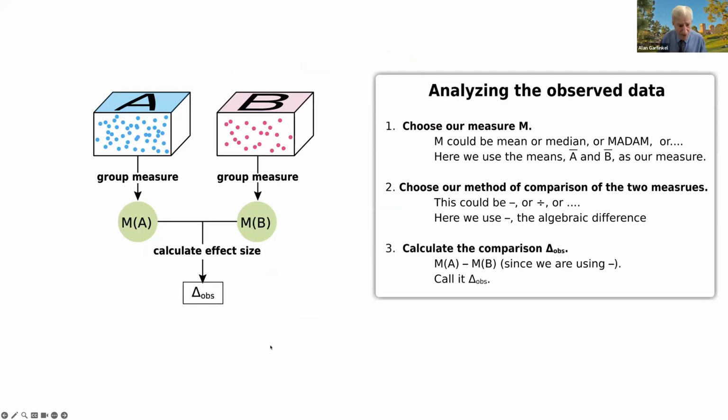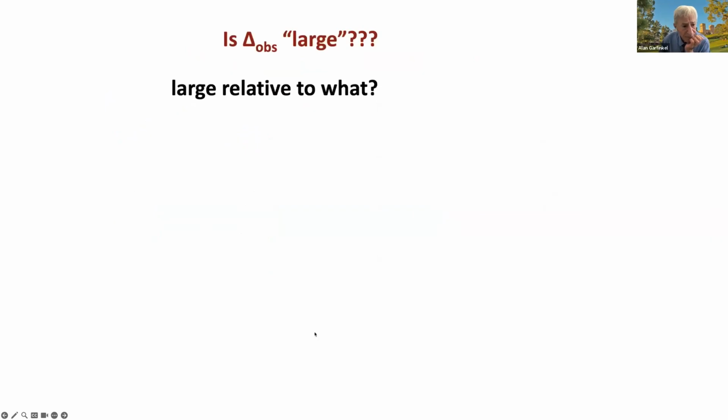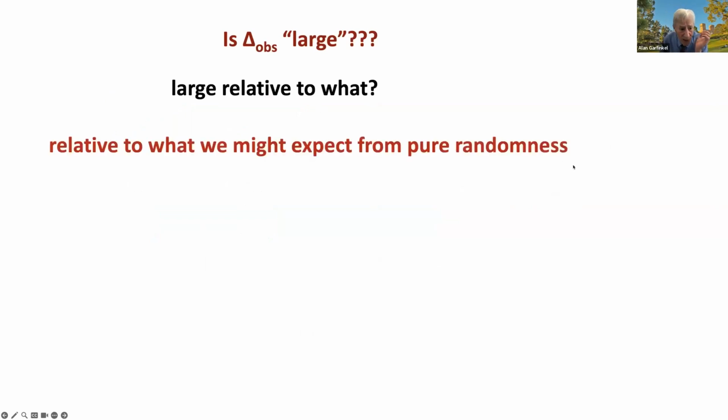And I now have an effect size, delta obs. Next question: is this difference, delta obs, large? After all, any two groups are going to differ on something by some degree. So the question is, large relative to what? And the answer is, large relative to what you might expect from pure randomness.